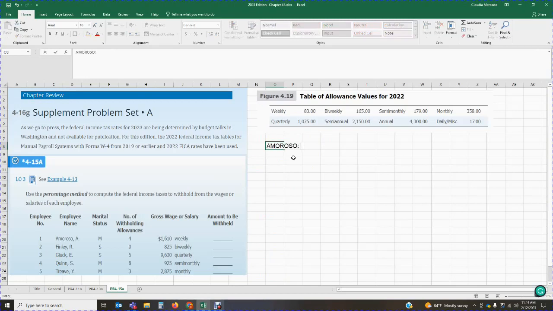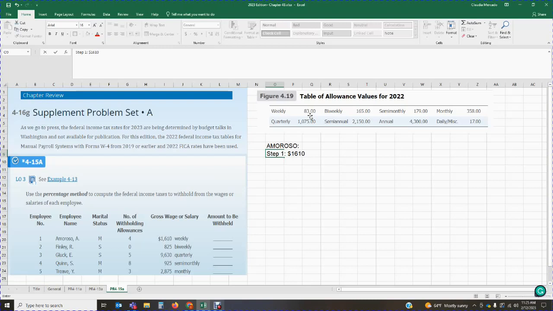Amoroso is married, has 4 withholding allowances, and gets paid 1,610 weekly. So we're going to look at the weekly table, and the dollar amount for employees who get paid weekly is $83 per allowance. What we're going to start with is step number 1. We're going to get the weekly pay. I simplify the steps. They have 4 steps, but I do it in 3 steps because the first step is basically just to identify how much this person made. Well, this person made 1,610.